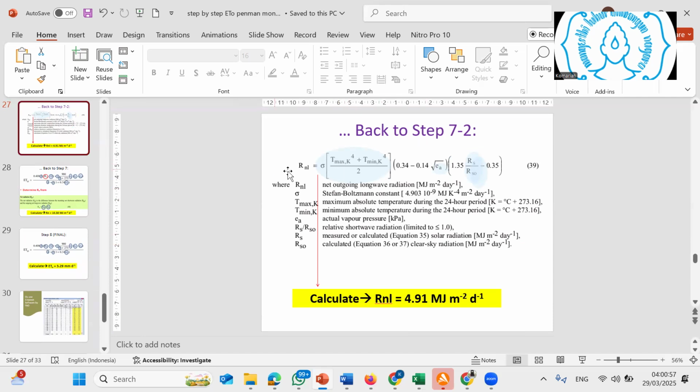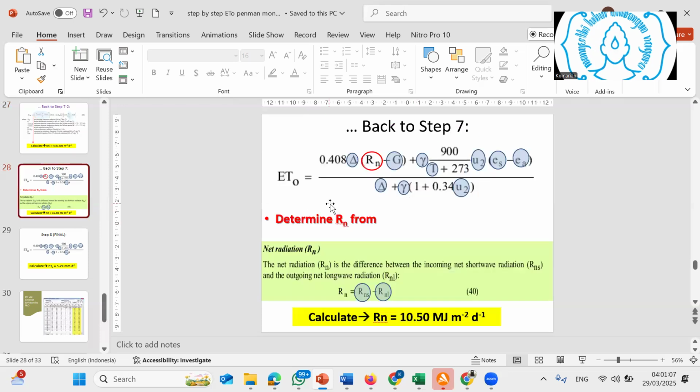And then we got that the longwave is 4.91. And then after that, we go back to the step where we got the Rn. Rn is obtained by subtracting Rns minus Rnl. And then we got this Rn is 10.5, and we put it into this equation.